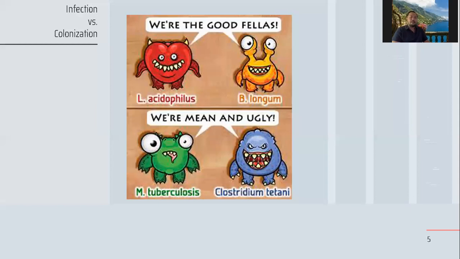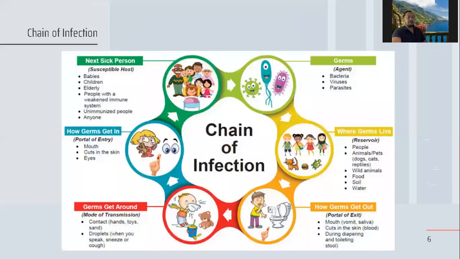So symptomatic, it means that there are visible or physiologic signs and symptoms. Pag asymptomatic naman, you still carry or the pathogens are present in your system, but you do not exhibit physiological signs and symptoms. Okay. So next, let's go to the chain of infection.